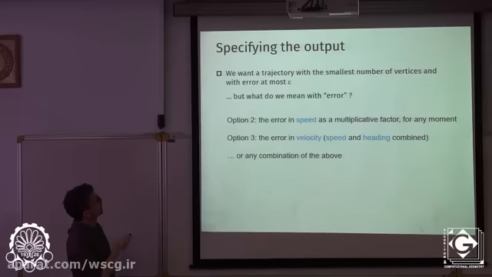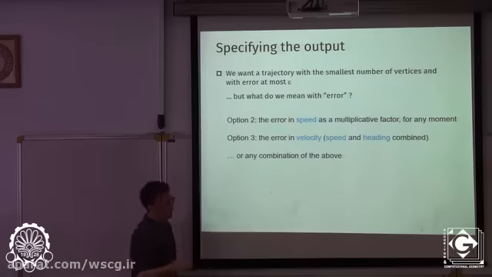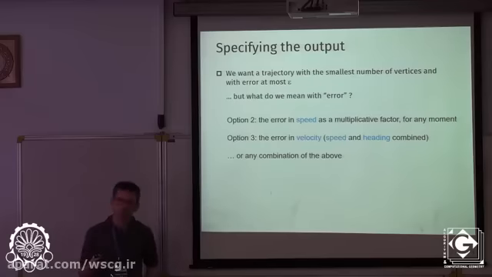Then we could also look at, for instance, error in velocity. Now I was discussing speed, but we could also look at error in velocity. That would be speed and heading of the trajectory. And you can also look at combinations of that.